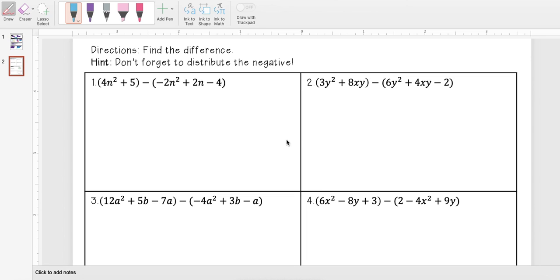Now let's look at some examples of subtracting polynomials. So this is going to be a little bit different from adding, in that we do have one extra step, and that is said in this hint. It's that we want to not forget to distribute the negative. So really when I'm subtracting this polynomial, I'm distributing this -1, and so I want to make sure I distribute it to every single term.